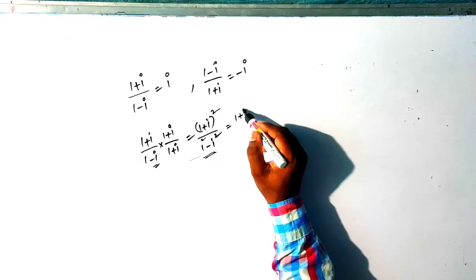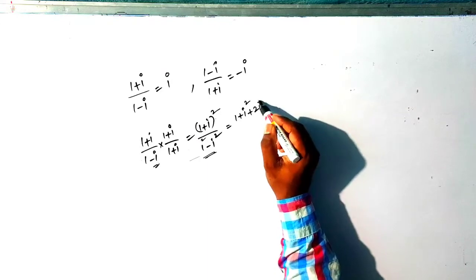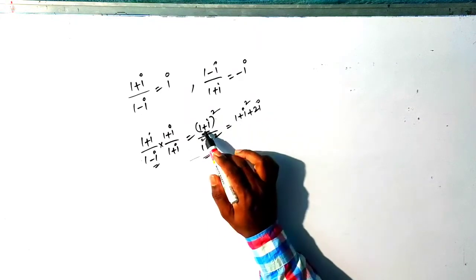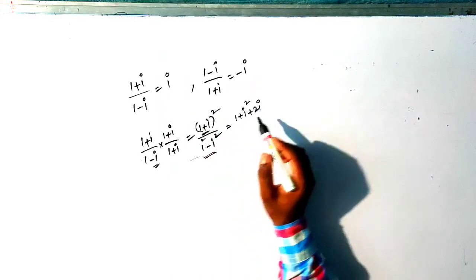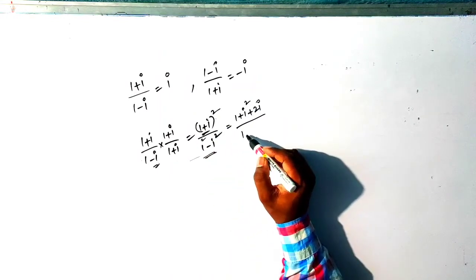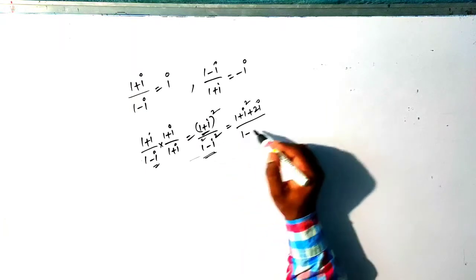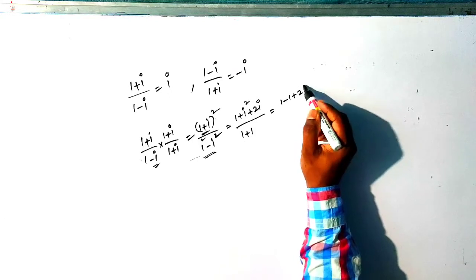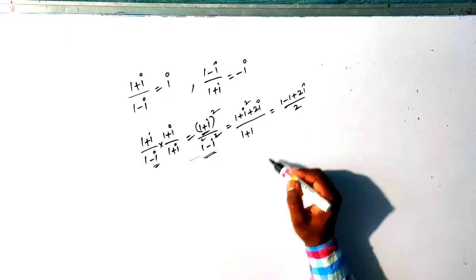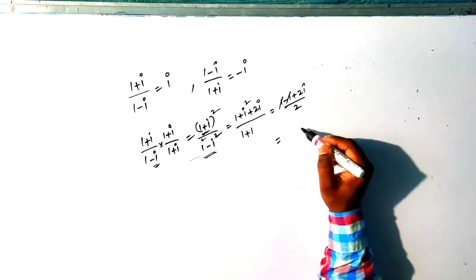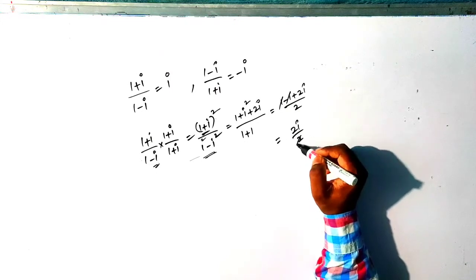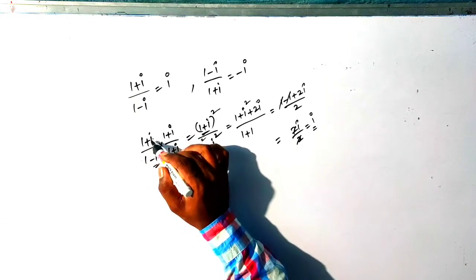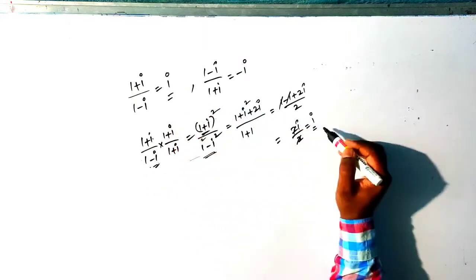So the numerator (1 plus i) squared is a plus b whole squared: a squared is 1 squared, b squared is i squared, and 2ab is 2i. Divided by 1 minus i squared, whose value is minus 1. So minus into minus gives plus 1, we get (1 minus 1 plus 2i) divided by 2. Clear? Minus 1 plus 1 both cancel, so we get 2i divided by 2, which is i. So (1 plus i) divided by (1 minus i) is i.